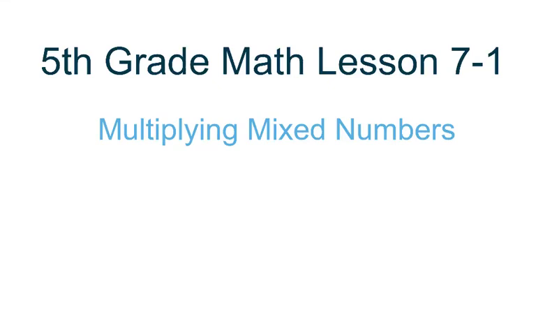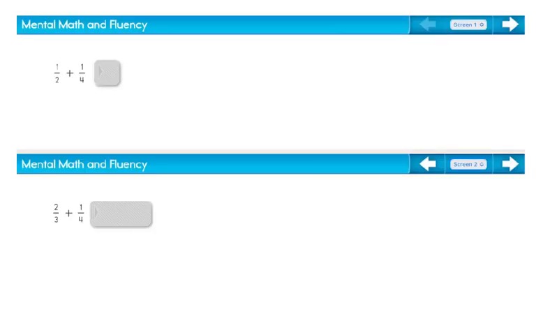We are just starting Unit 7, and in Lesson 7.1, we're going to be multiplying mixed numbers. You're going to need to start with your whiteboard marker before we get into our journal for today. So let's start with the first problem.